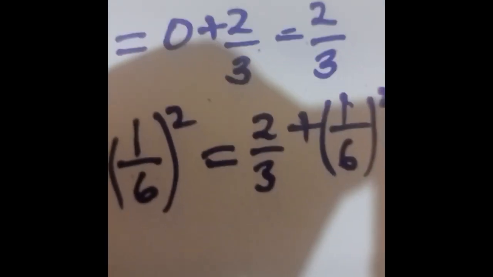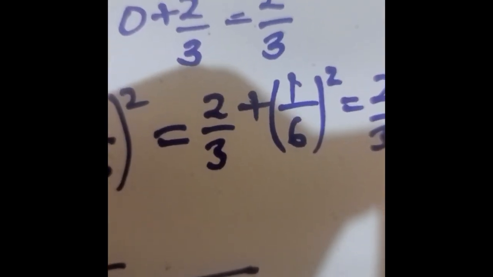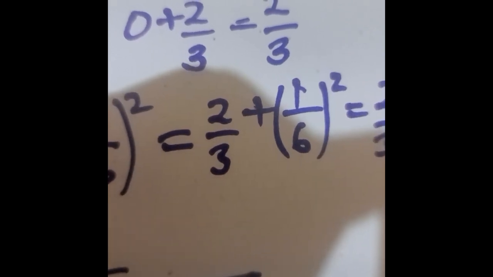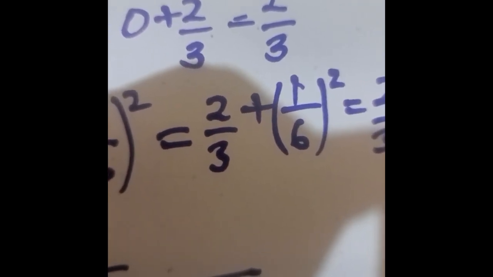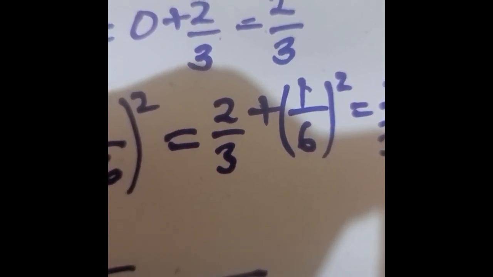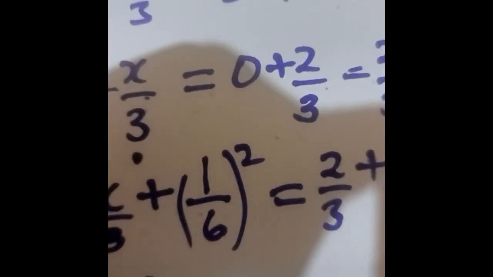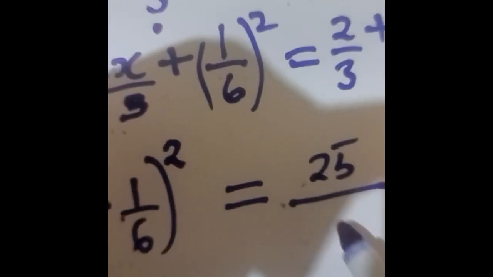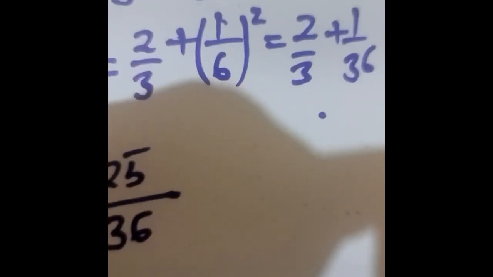The right-hand side, when simplified, is 2/3 plus 1/36. The LCM there is 36, and 3 goes into 36 twelve times, so 2 becomes 24, and then we have 24 plus 1, which is 25 over 36 when the right-hand side is simplified. And then the fifth step in this case will be to find the square root of both sides.